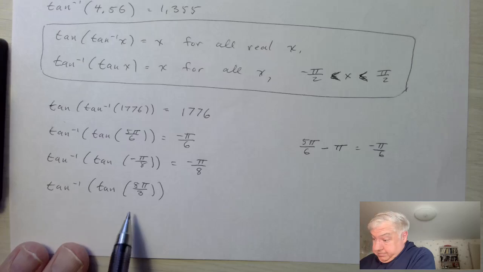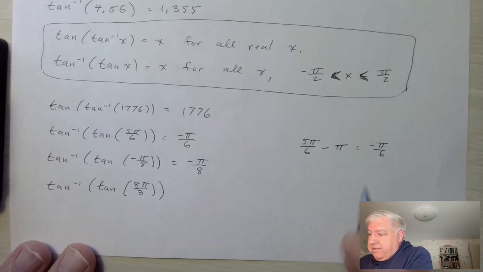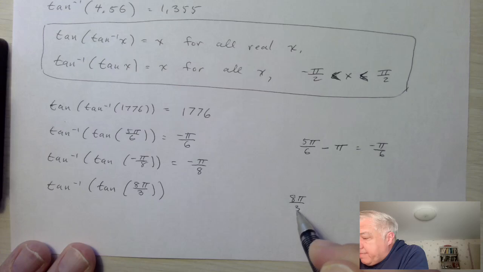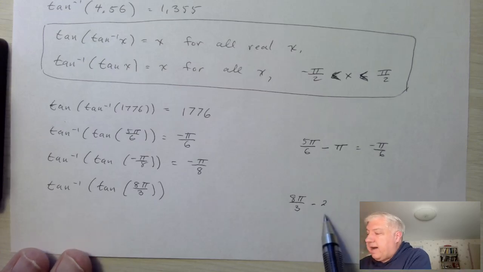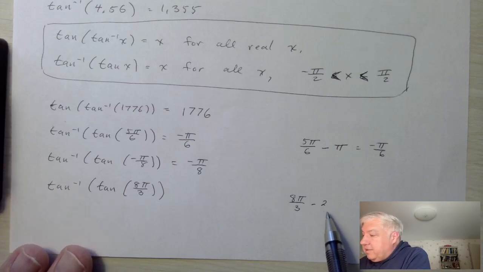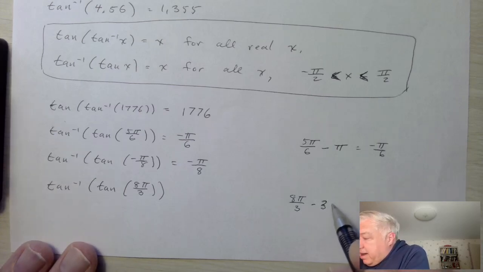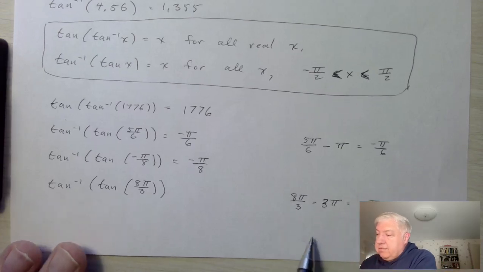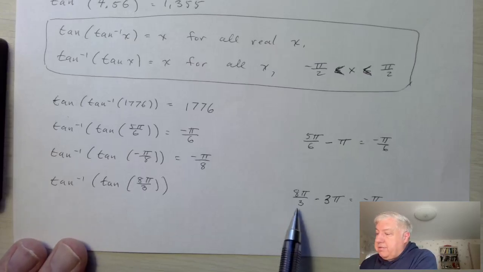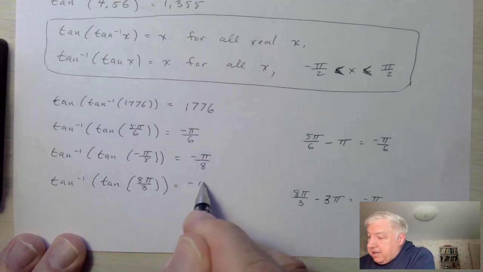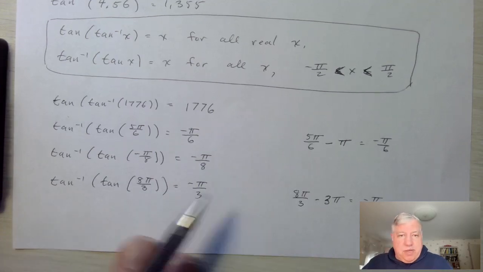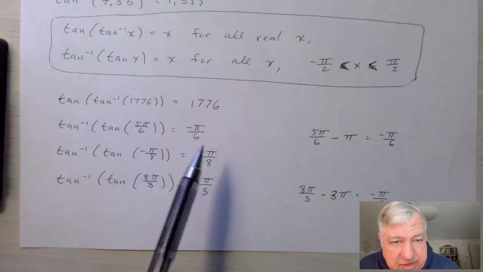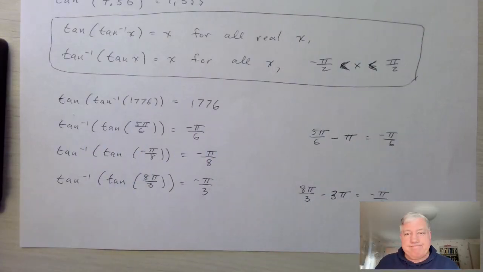And 8 pi over 3, that's not in this range. We can say 8 pi over 3 minus 2 pi. Well, actually, if we subtract 2 pi, that still won't be enough. So let's subtract 3 pi, and that will be negative pi over 3. Okay, because this is 8 pi over 3 minus 9 pi over 3, which is negative pi over 3. So this is going to be negative pi over 3. So the important thing is you want to make sure that this number, whatever the inverse tangent of anything, is in this desired range. Okay.